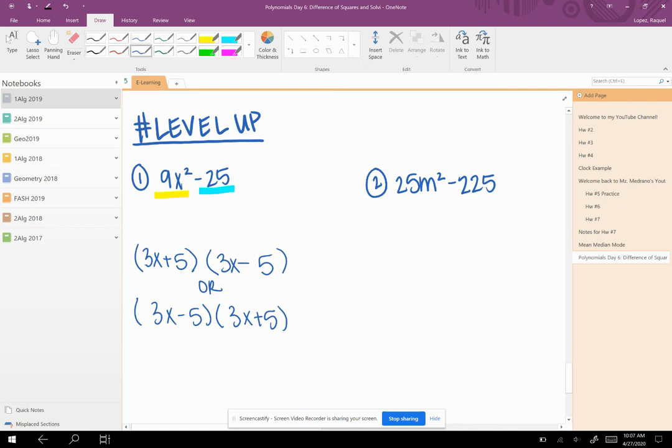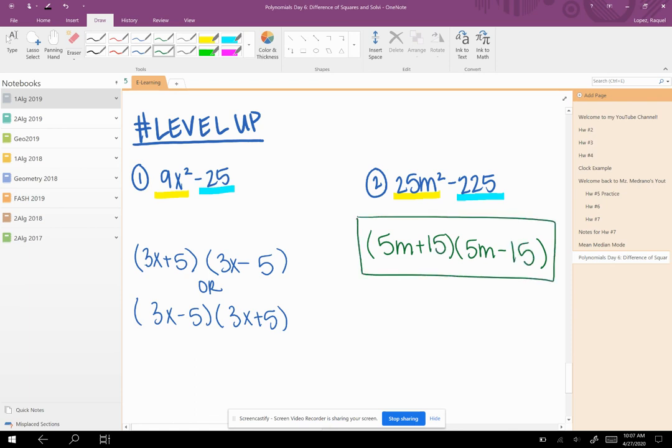You could have also written it like 3x minus 5 and 3x plus 5. Okay, that's totally valid. All right, now for number 2, 25m squared, is that a perfect squared term? Yes, the square root of 25m squared is 5m. So that's 5m plus and 5m minus. And then is 225 a perfect squared term? And the answer to that is yes. And do I have a difference here? And I forgot to check for the difference in number 1. But yes, I have a difference here. I'm subtracting both of those. So I can go ahead and follow my structure or the rule. And these are my factors.